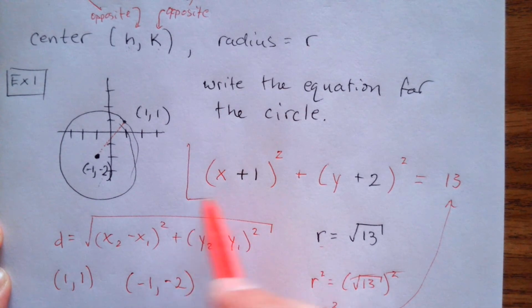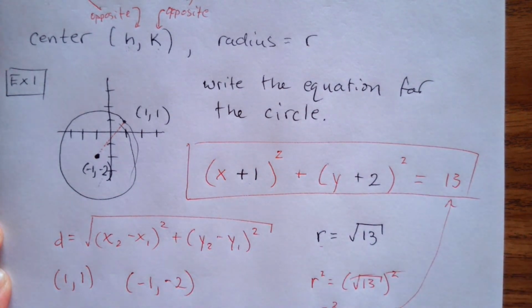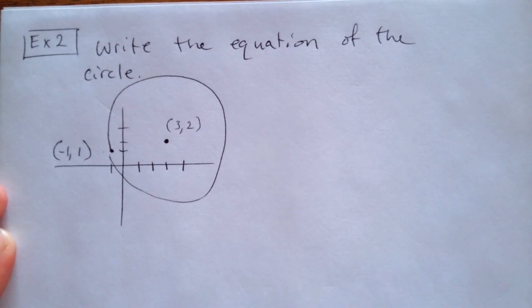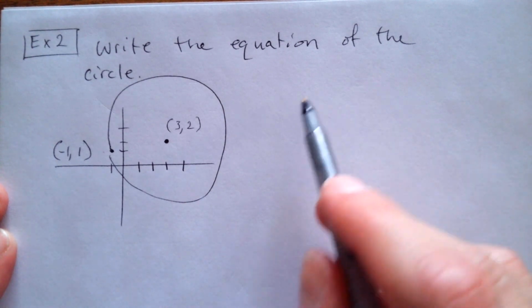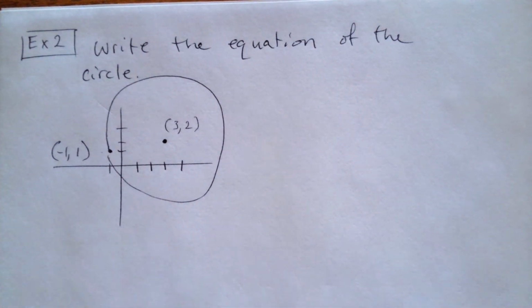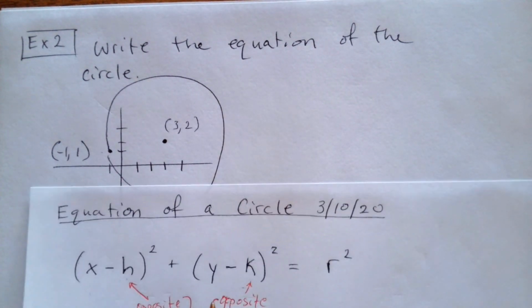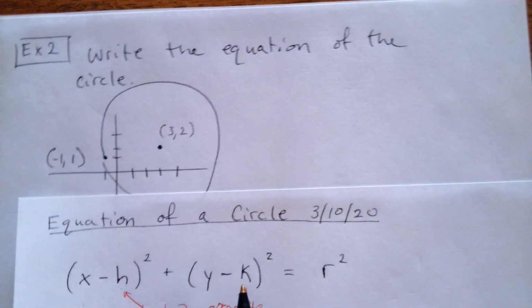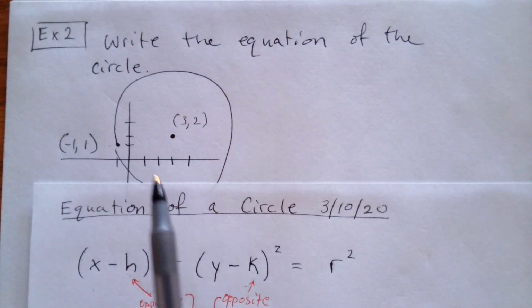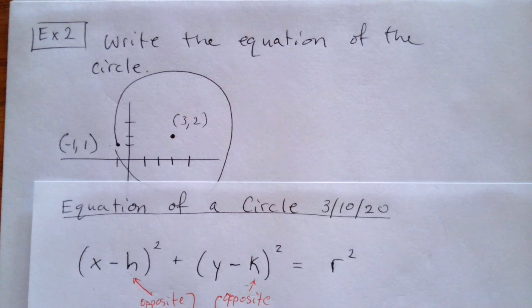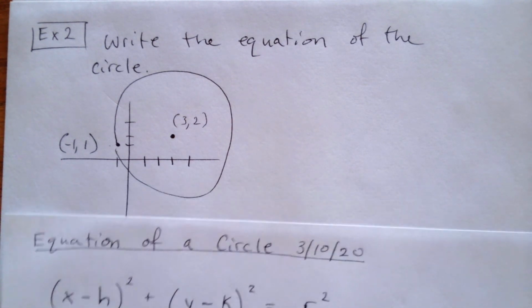So this is the equation of the circle. So write the equation of the circle. You're going to use that form that we had, this form. And you have to find the distance there and then square it. So try that and I'll come around and check.